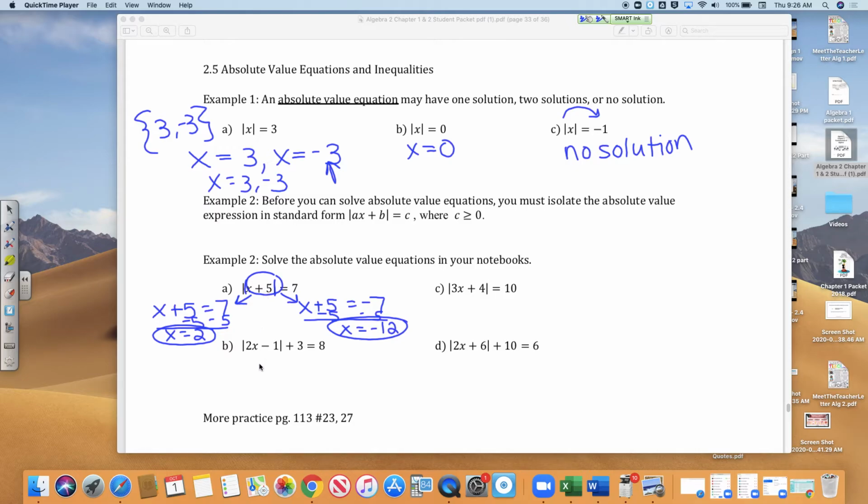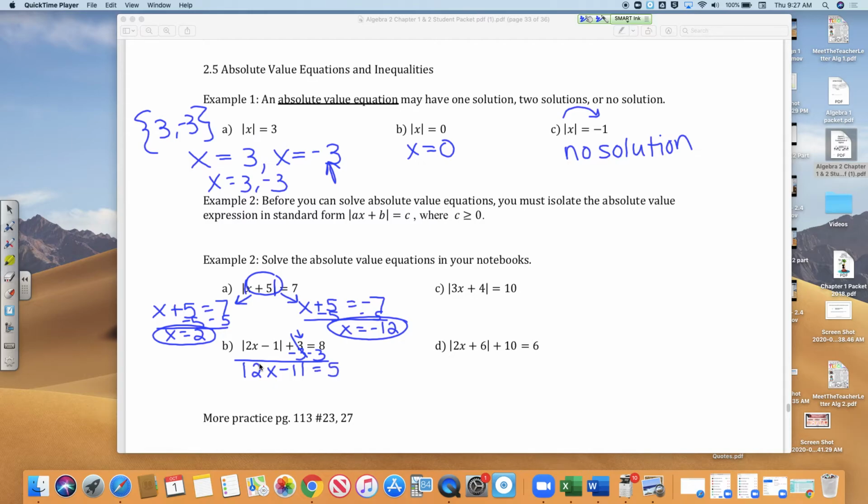Let's try b next. This says the absolute value of 2x minus 1, and then plus 3 on the outside, is equal to 8. Our first step, before we start solving anything and splitting them up into two equations, is we have to isolate the absolute value bars. This plus 3 on the outside here needs to go away before I can split anything up. So my first step is subtracting both sides by 3. When I do that, I get the absolute value of 2x minus 1 is equal to 5.